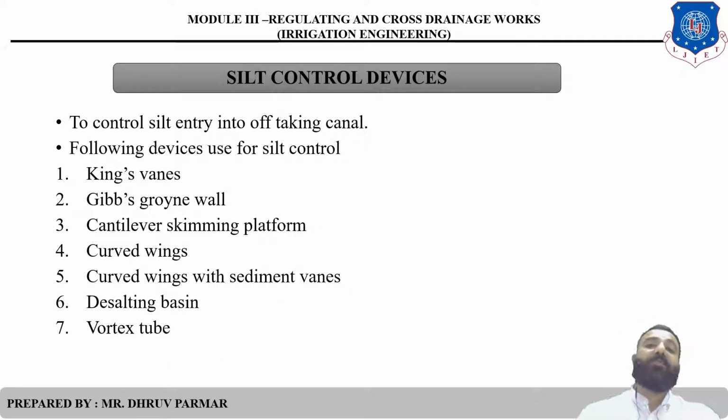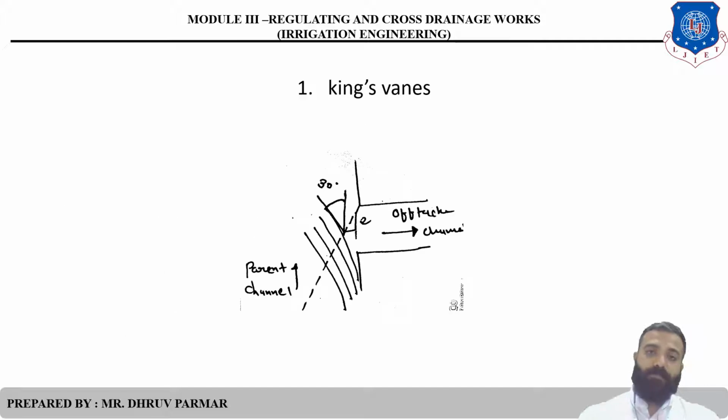So the next topic is called silt control device. A silt control device is used to control the entry of silt into the off-taking canal. There are different types of silt control devices called King's vane, Gibbs groyne wall, cantilever skimming platform, curved wing, curved wing with sediment vents, desilting basin, and vortex tube.